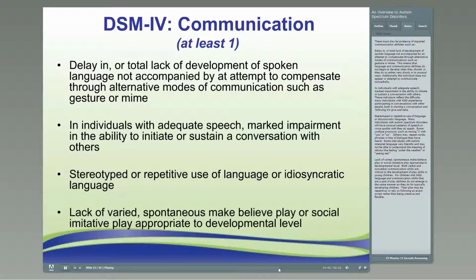A lack of varied, spontaneous make-believe play or social imitative play appropriate to developmental level. Both verbal and nonverbal communication skills are critical to the development of play skills in young children. For children with ASD, language and communication skills that are a part of play abilities do not emerge in the same manner as they do for typically developing children. Their play may be repetitive or rely on following an exact script rather than being creative and flexible.